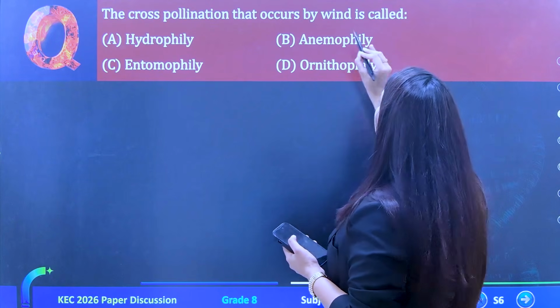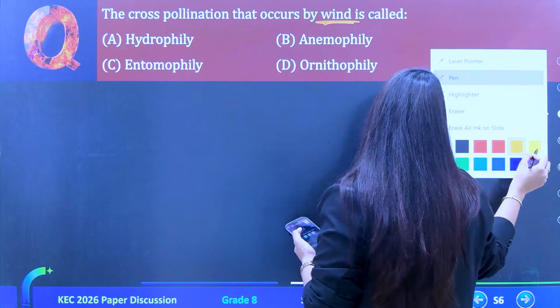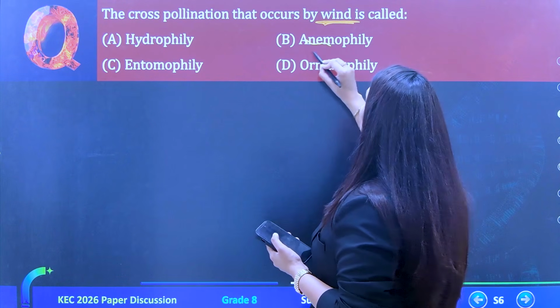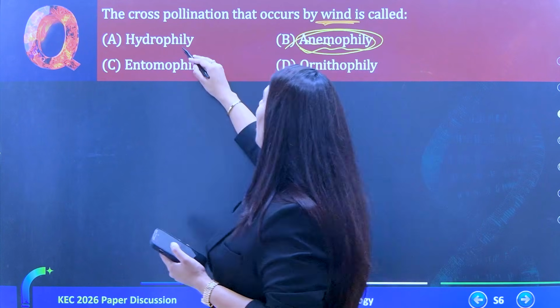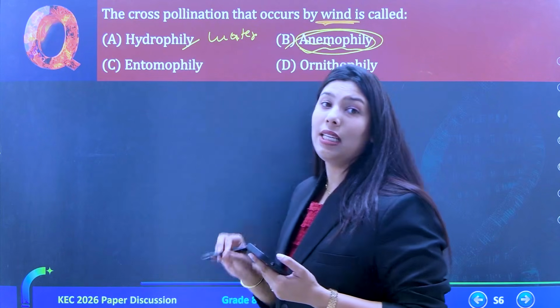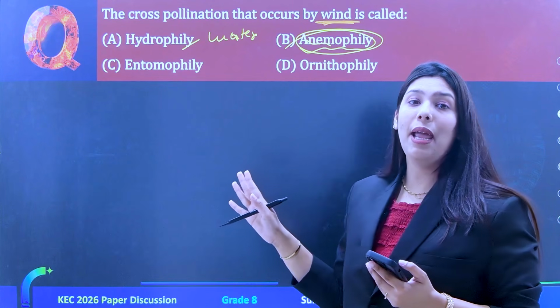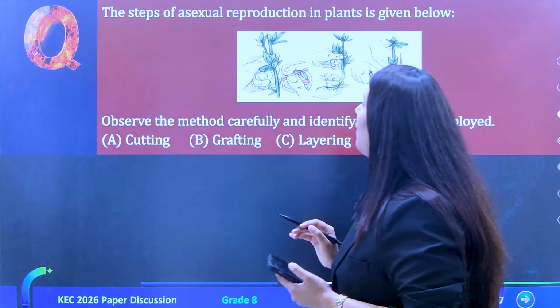Okay, cross pollination that occurs by wind. Wind means air. Air means anemophily. What is hydrophily? That is water. Hydrophily is water, and these both are what? Abiotic factors. I told you in the last class, in the very last class we have read.